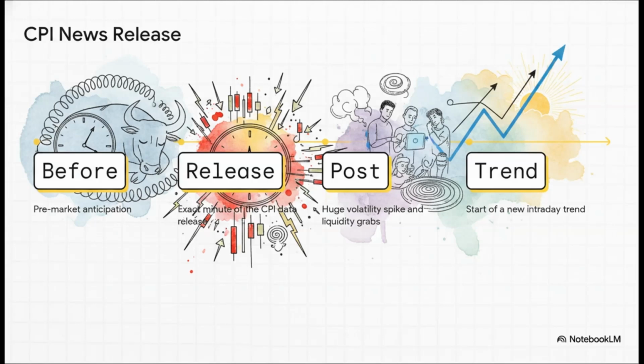Price will whip violently up and down in a matter of seconds, creating what we call liquidity grabs, where early or poorly placed trades are just completely taken out. Finally, once the dust settles and the market actually digests the numbers, a brand new intraday trend begins. This is the true heartbeat of a high-impact news event.